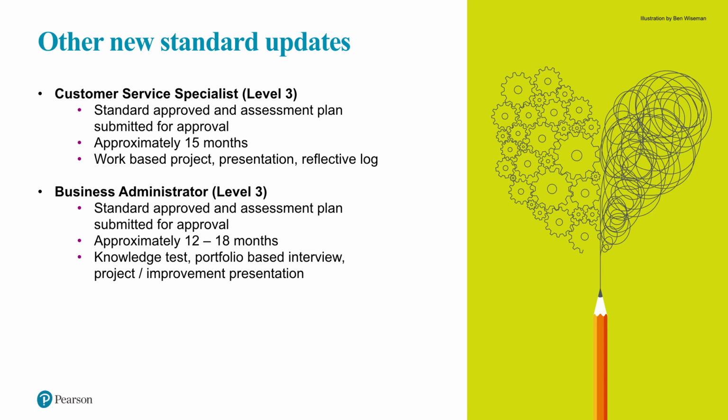Business administration. So the standard has been approved since May 2016, but there's been some back and forth with the department around the assessment plan, which has still not been approved. However, it's approximately 12 to 18 months and includes a knowledge test, a portfolio interview, and a project improvement presentation. One of the reasons for the delay for both standards is that there's been a challenge on funding. And when we have feedback on both standards in regards to approval and ready for delivery, we'll of course let you know.